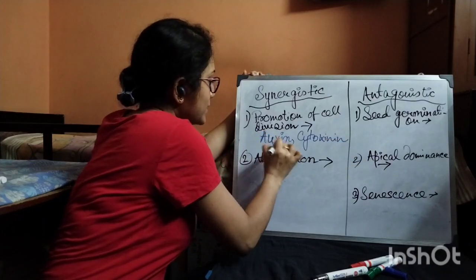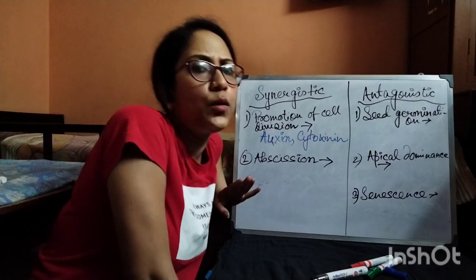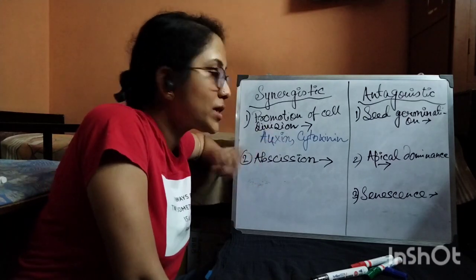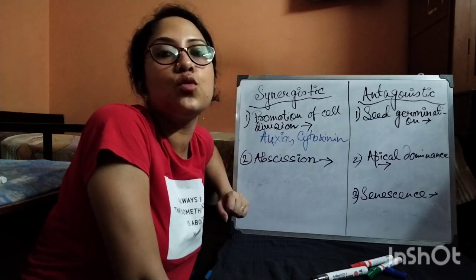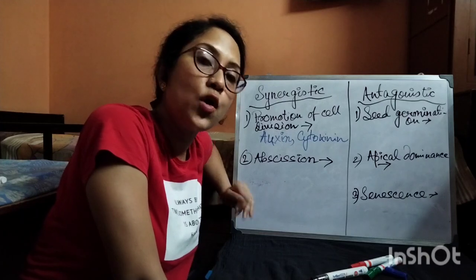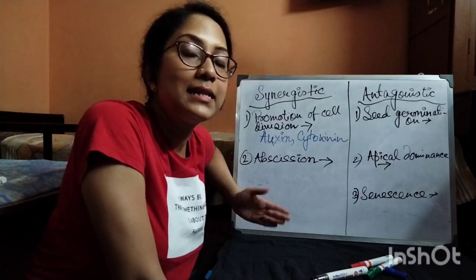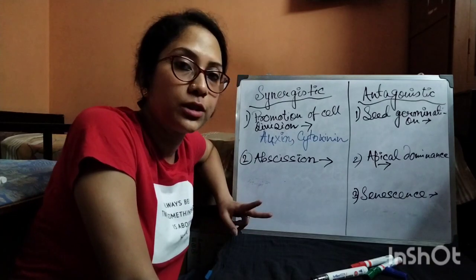The first one is auxin. I think now you can recall this, right? Auxin and cytokinin both are the 2 hormones which promote cell division. Auxin causes cell elongation and cytokinin causes cell division.